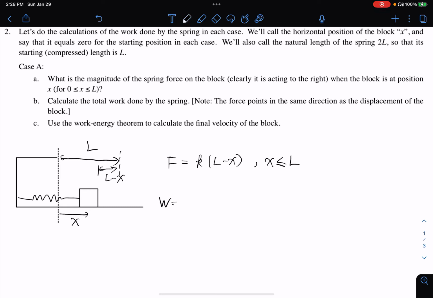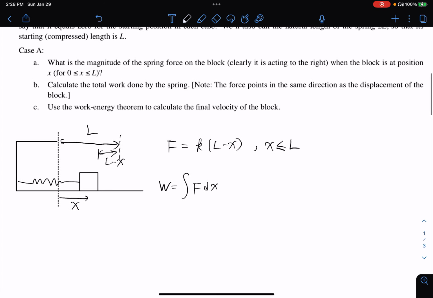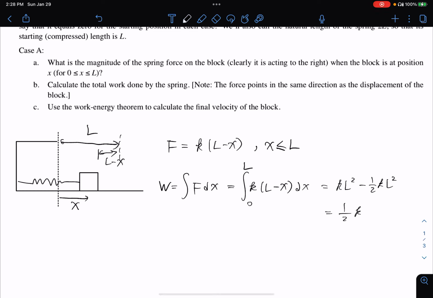So let's calculate the work. It will be the force integrated with distance, and in this case the force is k(L minus x), and we are going to integrate from 0 to L. So the first term gives you just k times L squared because it's a constant. The other term will give you a 1/2 for integration. So the work done by the spring is 1/2 kL squared.